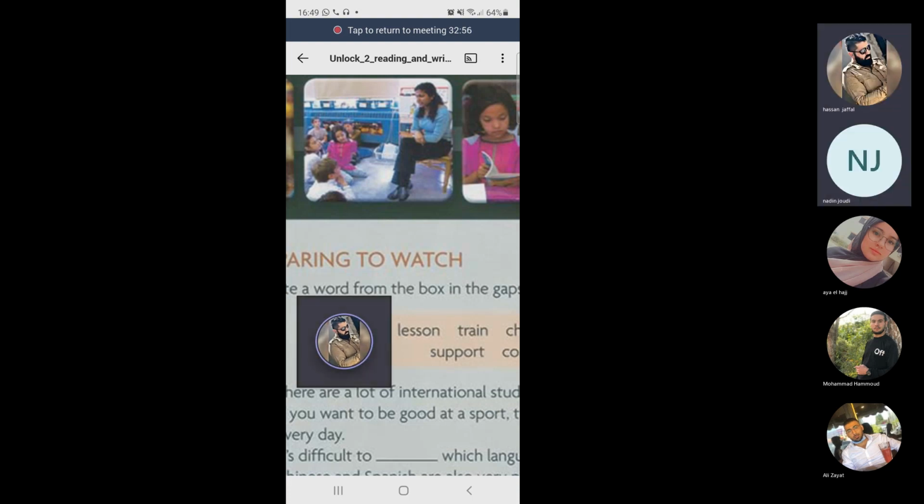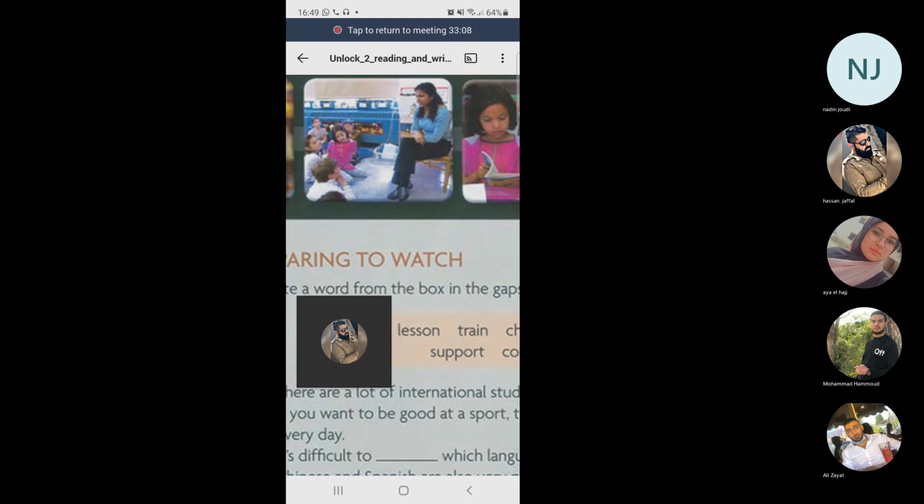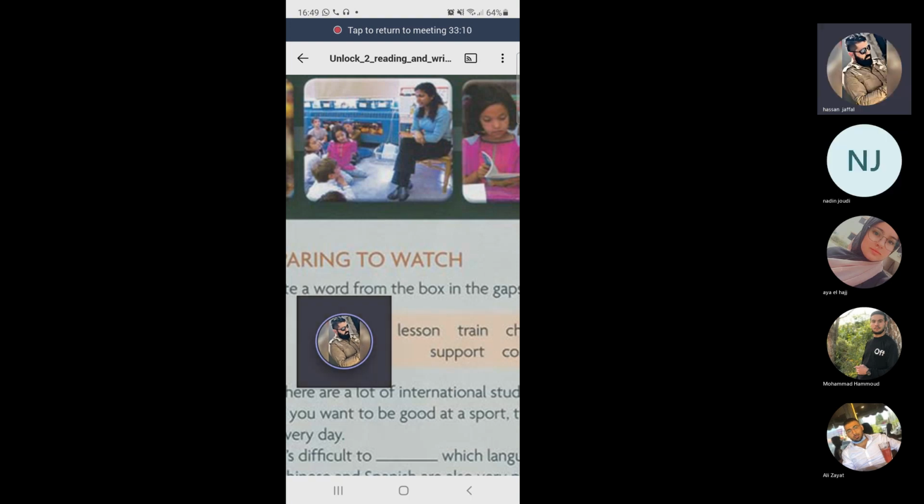What do you see? We see a teacher and some students that are sitting on the floor. And the teacher is sitting on the chair. The students are looking at the teacher. The teacher is teaching them something.